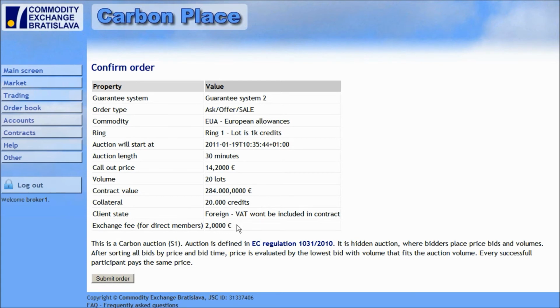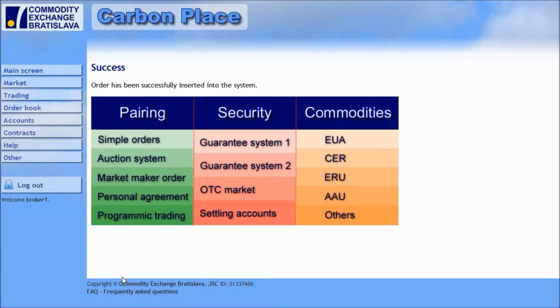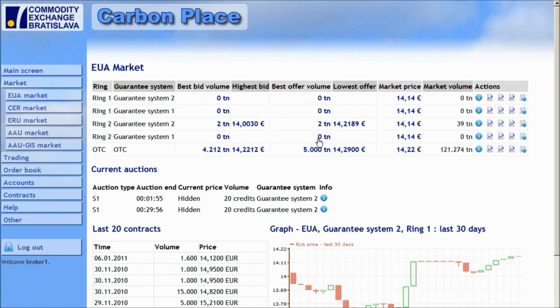Now when we have checked it, we can submit the order. After we submit it and auction will start, it will be visible in the market screen.